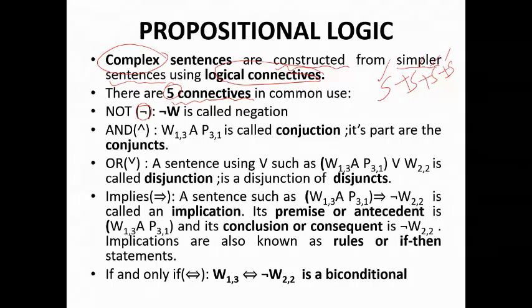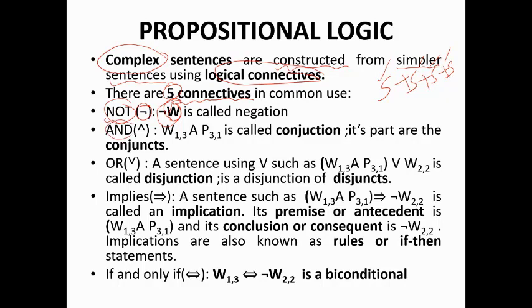So what are those? This is the symbol of not. If there is a sentence W, then not W will be just the opposite of that sentence, the negation of that sentence. For example, in simple English, say the bell is ringing. This is a sentence. If I say not of that sentence, the negative of that sentence, it will be the bell is not ringing. So this is just the opposite of whatever is going on.